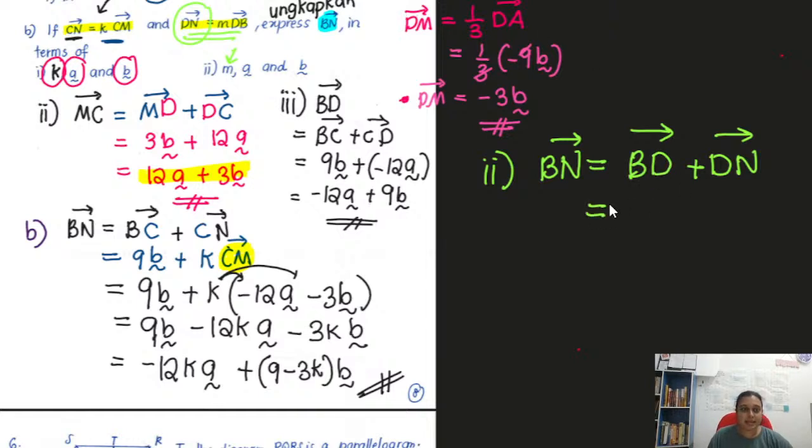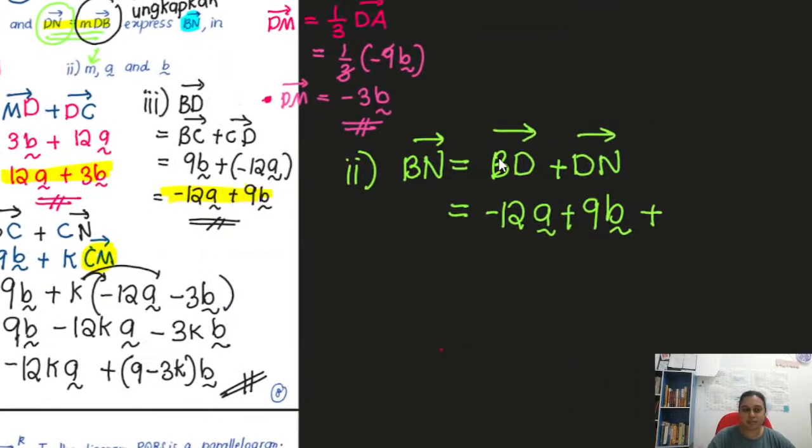So what is BD? BD, got or not? Yes, just now third question. Here got BD. So teacher copies this, negative 12A plus 9B. What is DN? Copy the DN. This is DN, right? MDB. I just copy this, MDB. We have BN, we have MDB.